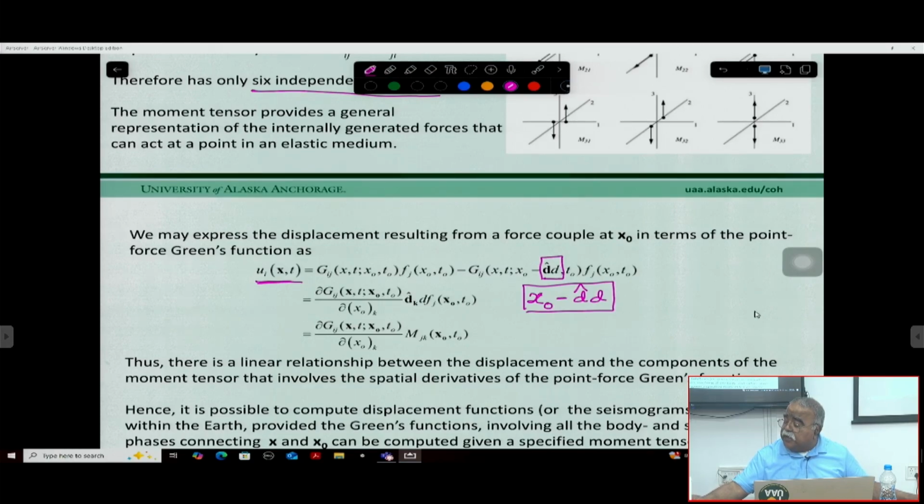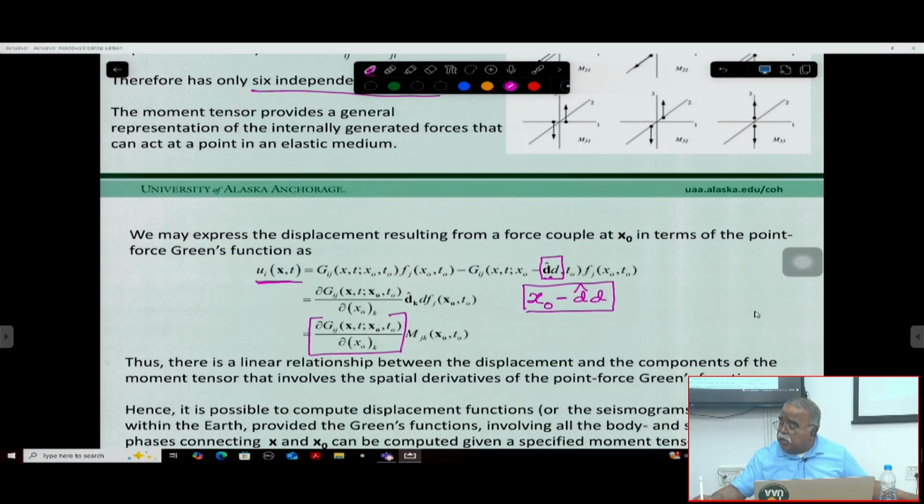So we need to find out how much is the change due to this displacement, right? So this is the change in the Green function with respect to x0, and then dik, this is your displacement part, into fj x0 t0. So this is what we need to calculate.